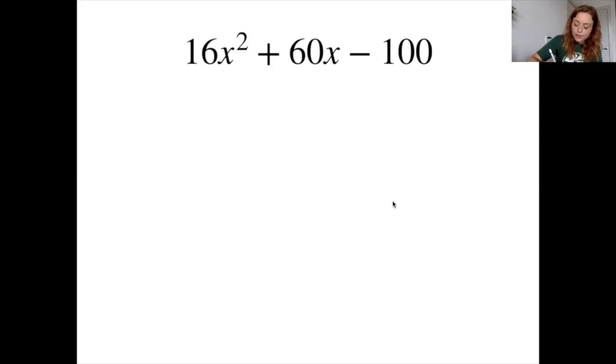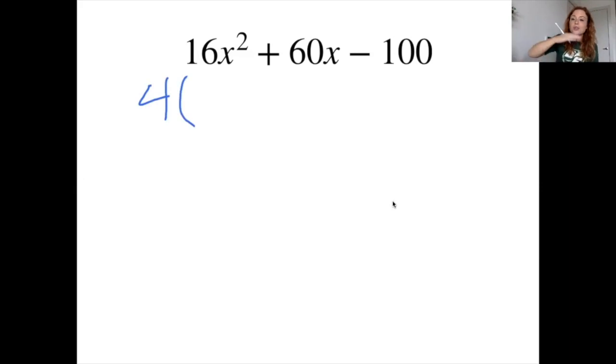Okay, so if I were to multiply A and C, that would be 1,600. I do not want to list the multiples of 1,600. I don't think you do either. So that's why we want to make sure that we factor out any GCFs before we even start using our X method. So if we look at those coefficients, 16, 60, and 100, they all have a common factor of 4. 4 goes evenly into all of those, so let's factor out a 4.